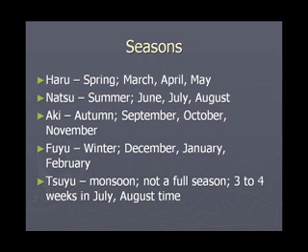Let me briefly touch upon the seasons. There are 4 major seasons: Haru, spring; March, April, May; Natsu, summer; June, July, August; Aki, autumn; September, October, November; Fuyu, winter; December, January, February. Apart from Haru, Natsu, Aki and Fuyu, we also have Tsuyu. But Tsuyu is not a full season. It's only for about 3 to 4 weeks in June, July, and that is monsoon.